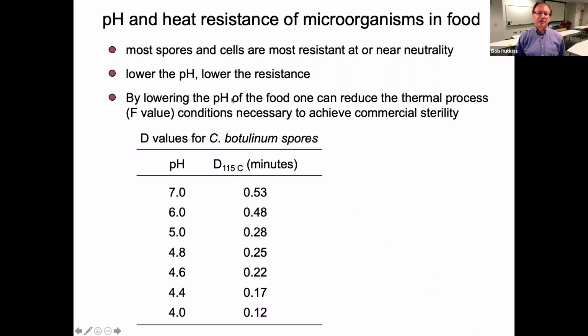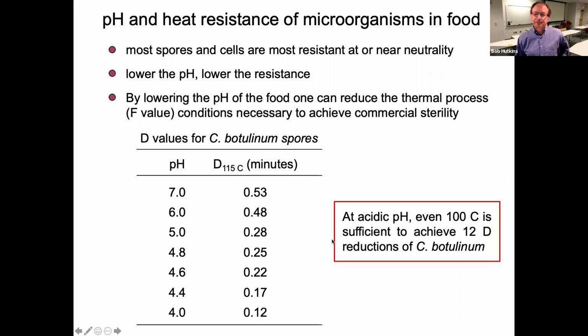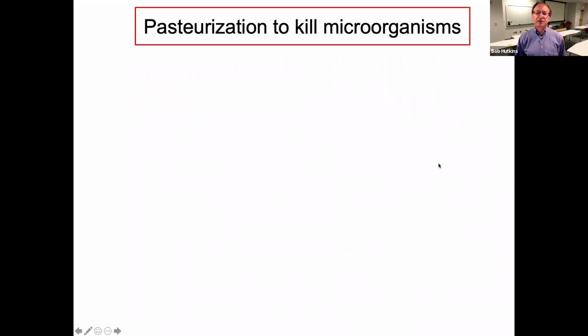Okay. So for C. bot, for example, at pH 7, the D at 115, I don't know where I got this data, but they use 115 instead of 121, the D value is 0.53. But as you get into the acid range, you can reduce the D value considerably, 4 times. And at an acidic pH below 4.6, even 100 degrees will give you a 12D reduction.